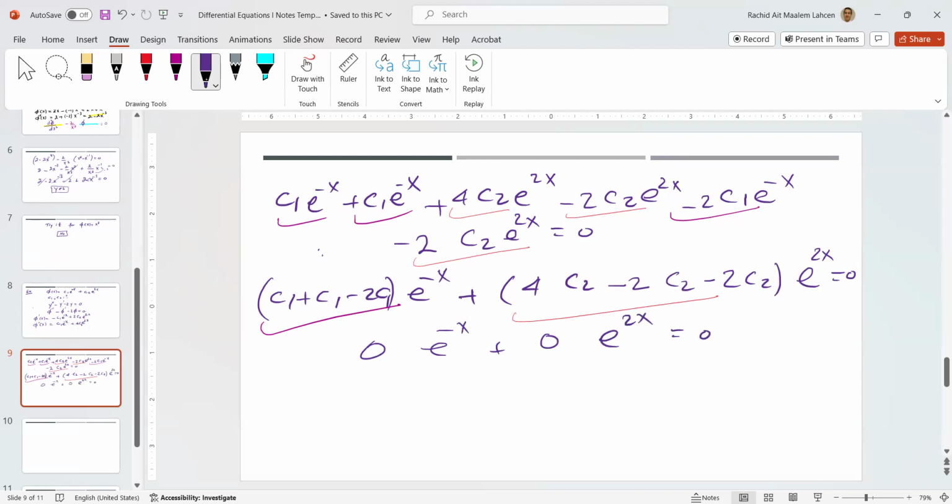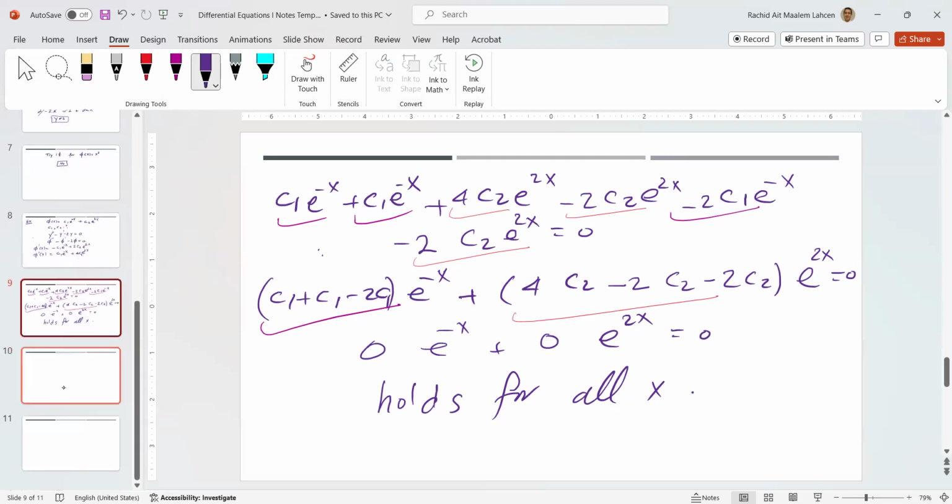All right, so this holds for all x, which means these constants C1 and C2, it doesn't matter what they are, they end up making this function, C1 e to negative x plus C2 e to 2x, an explicit solution to the linear differential equation that is given.